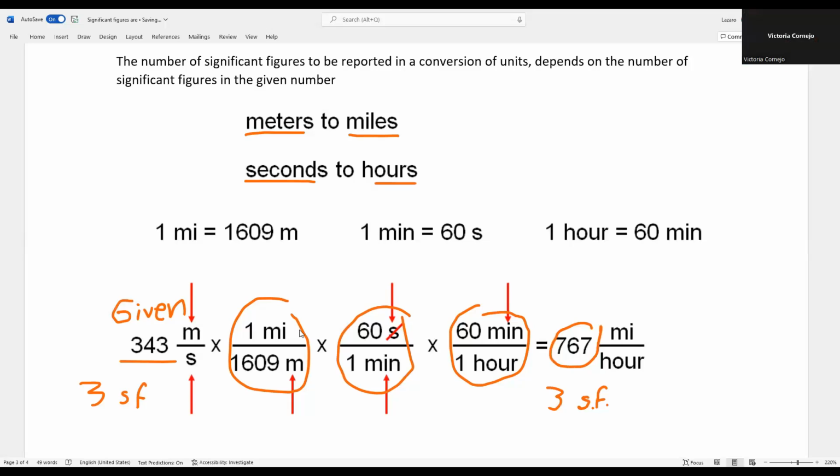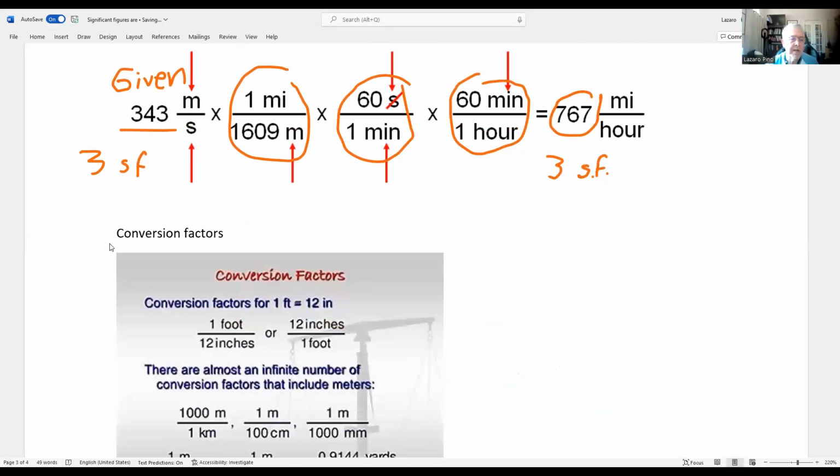Yes. Okay. Good. Well, let's see what is a conversion factor in order to do this conversion. Let's see. For example, you know that one foot is 12 inches. Then with this conversion, you can make two conversion factors. You can say 1 foot over 12 inches or 12 inches over 1 foot. Which one are you going to use?